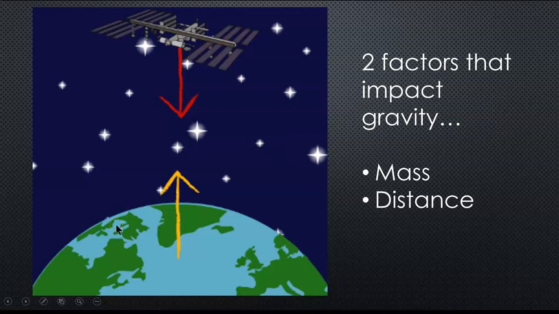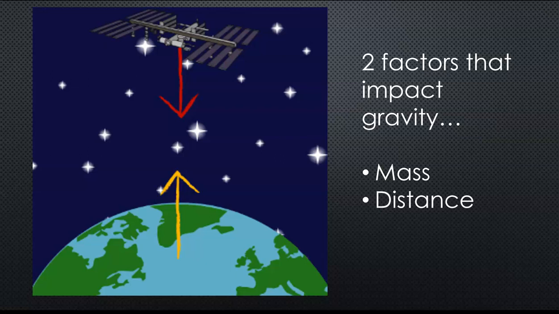Earth has the greater mass. Therefore, it is pulling with more force than the satellite is. The other factor that will impact the amount of gravity is the distance between these two objects. So the further away that satellite is from Earth's surface, the less it will be impacted by Earth's gravity, or the less gravitational pull that will be pulling down on it.